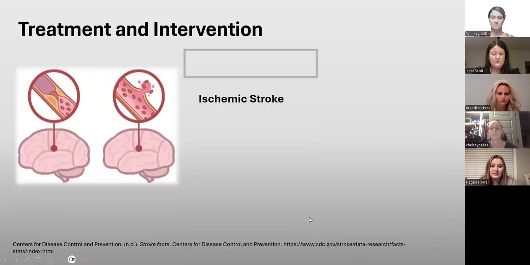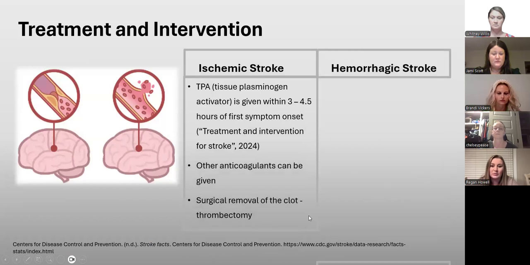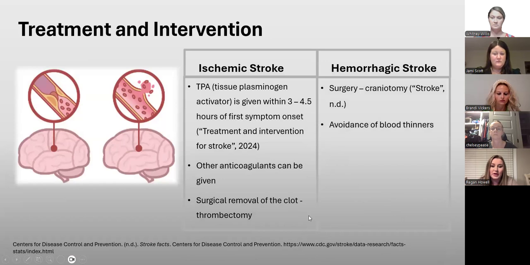And here are the side-by-side comparisons for ischemic stroke treatments and hemorrhagic stroke treatments. So again, you want to give the TPA within 3 to 4.5 hours of first symptom onset. You want to give some other anticoagulants, and you can do surgical removal of the clot. And for hemorrhagic stroke, you want to do the surgery, the craniotomy to locate the bleed and stop it. You want to avoid any other blood thinners because you're already bleeding, and you want to do intracranial pressure management.